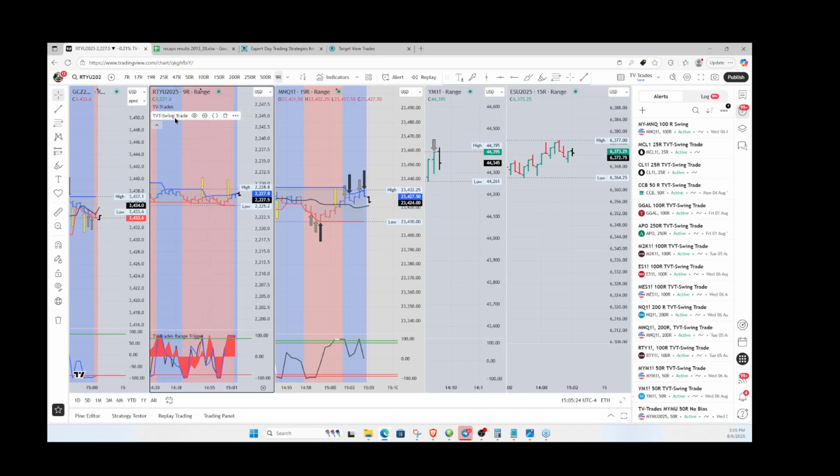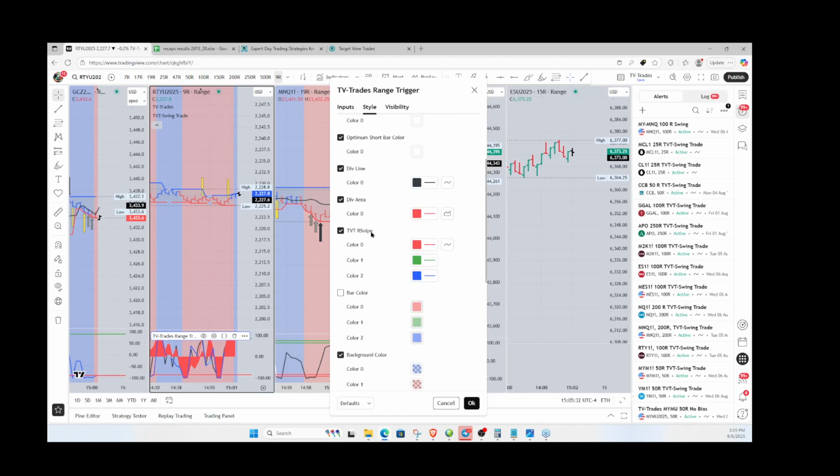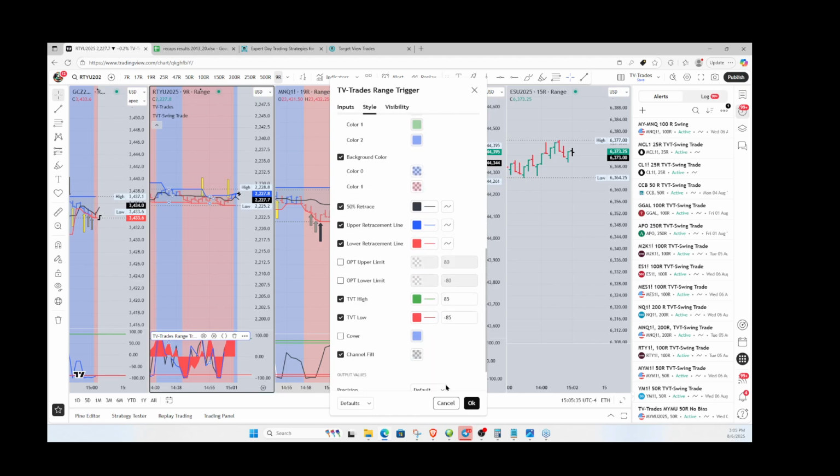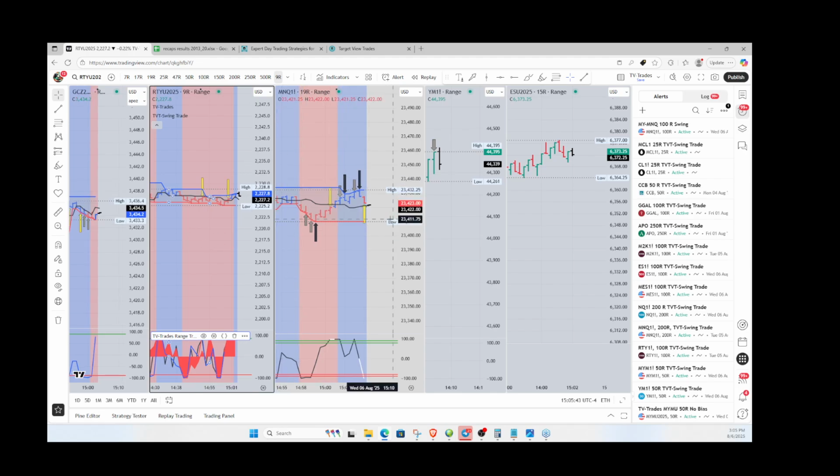On the Russell, I don't have the midpoint on there. To turn the midpoint on, again, you go down here. It's inside the TV Trades range trigger. You just go here and put on the midpoint right here. It's 50% retrace. I'm going to rename that to midpoint. So say 50% retrace, and I'll put midpoint in parentheses on it so you guys get it.